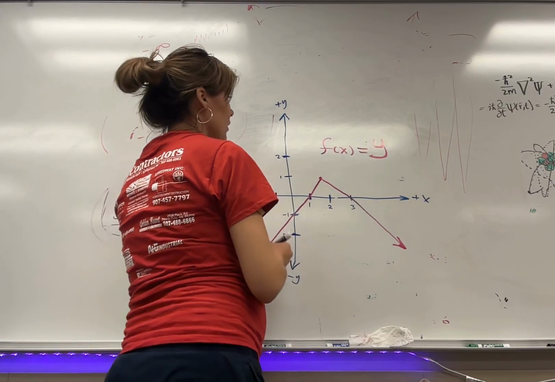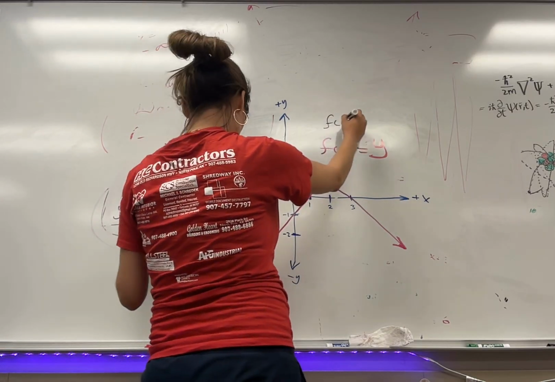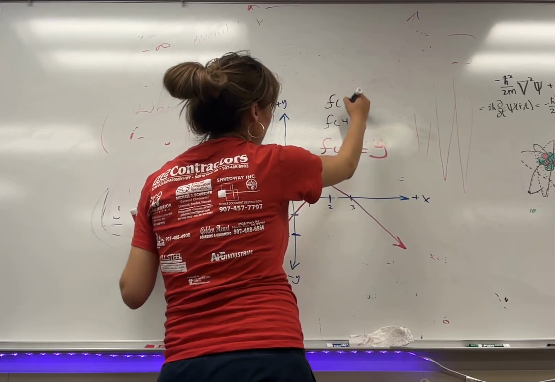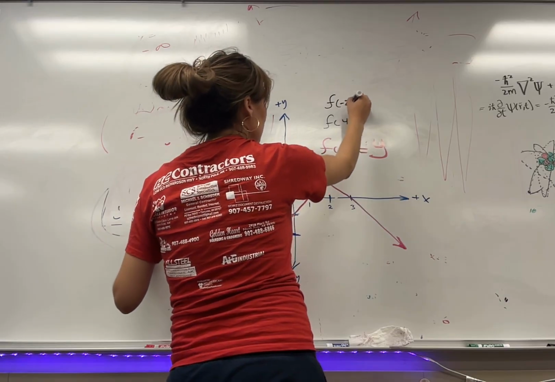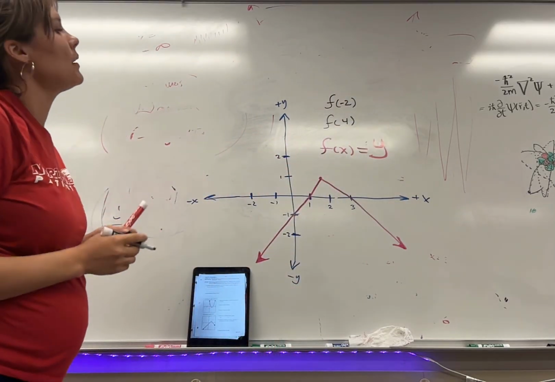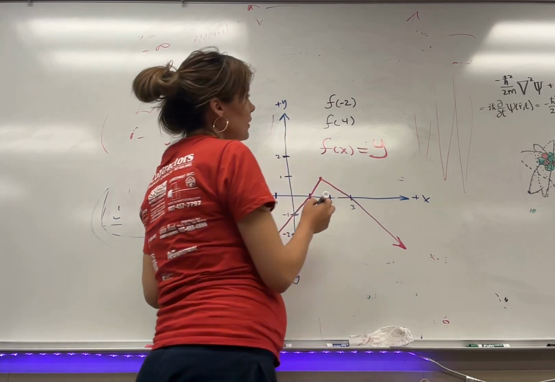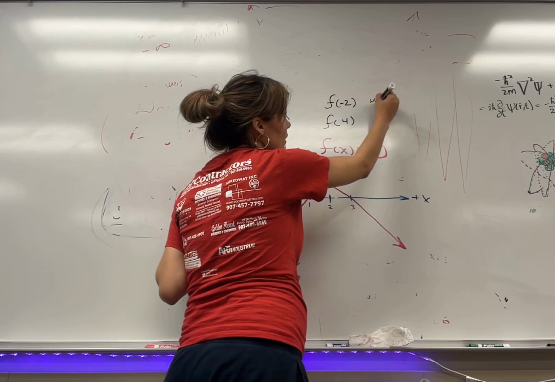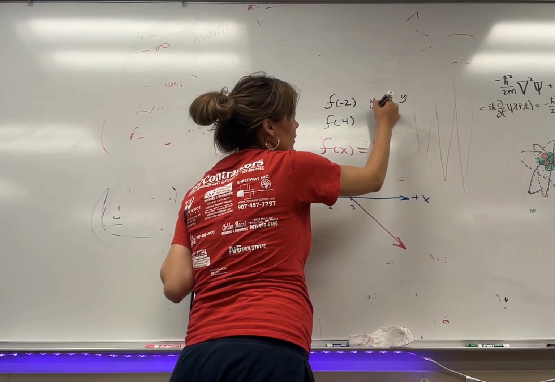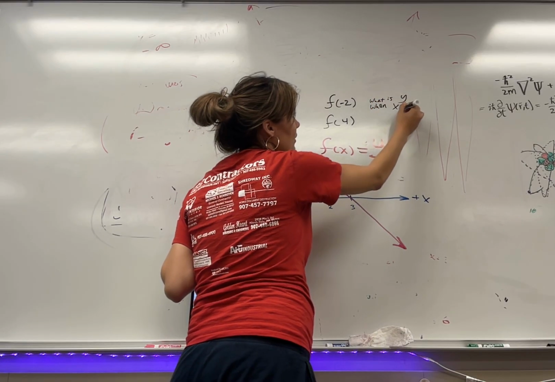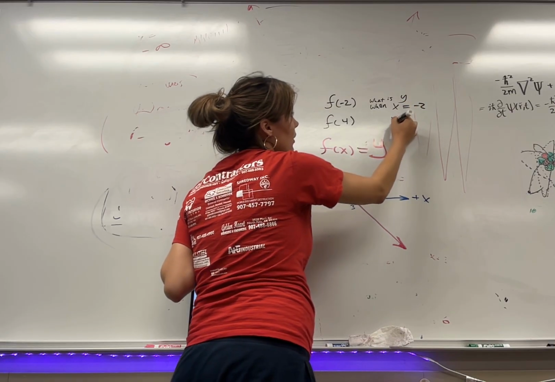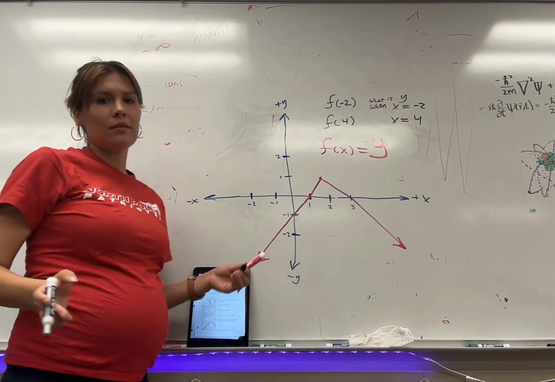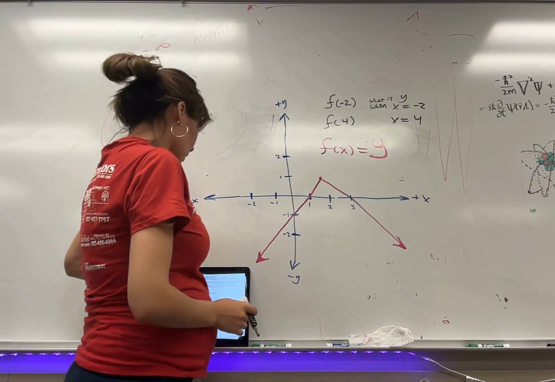F of 4 and f of negative 2. Okay? This is basically just saying find the value of y. What is y when x equals negative 2, and what is y when x equals 4? That's all it's asking. Okay? So let's figure this out.